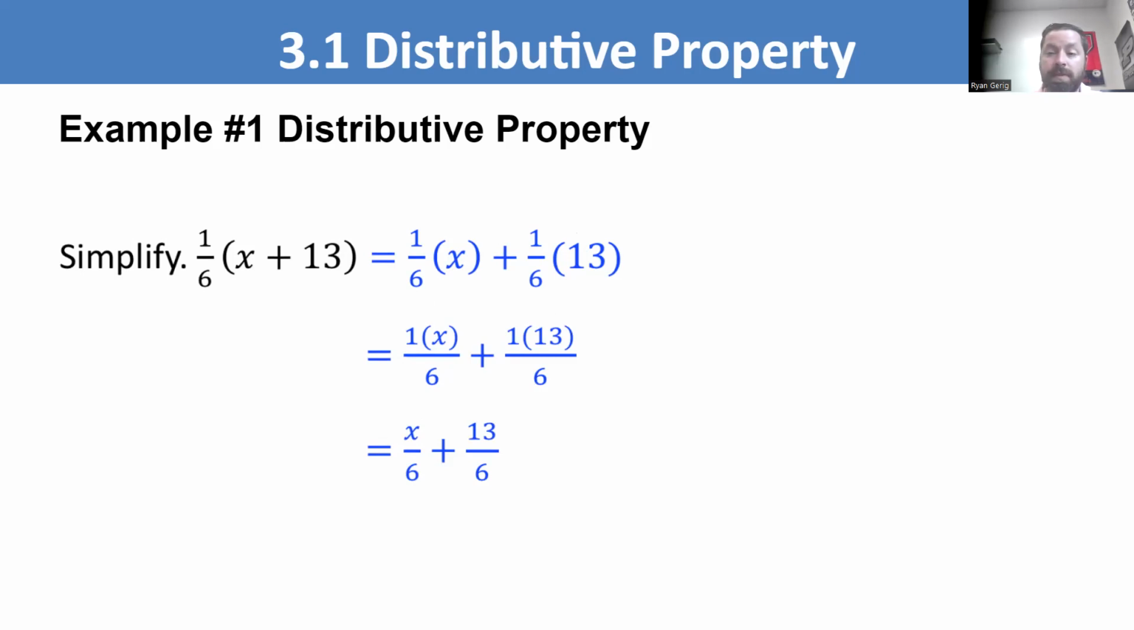We can actually go one step further because the denominators are the same. Since the denominators are the same, I can put X and 13 together to say X plus 13 over 6.